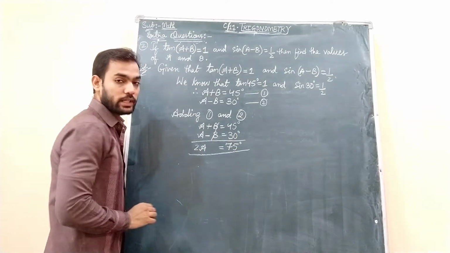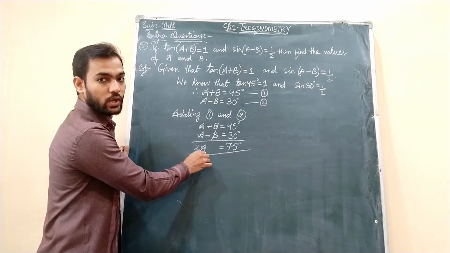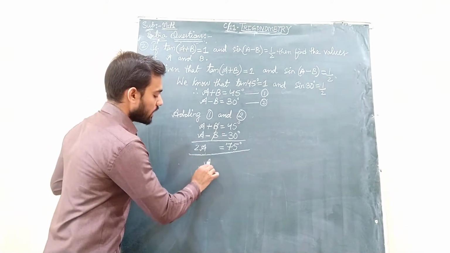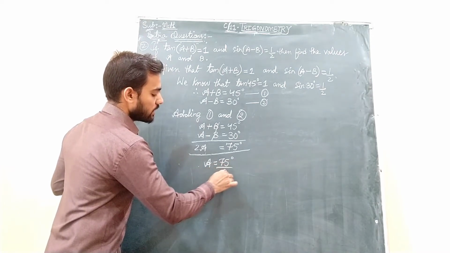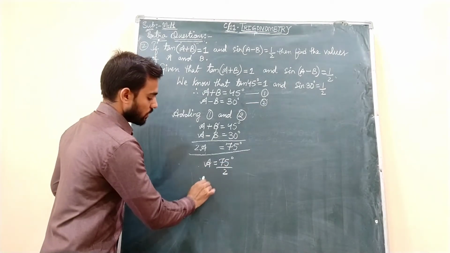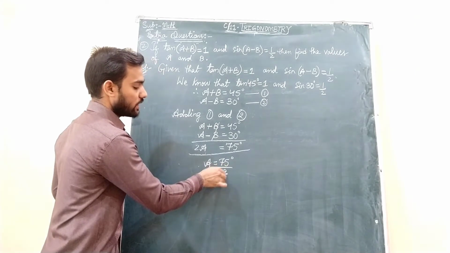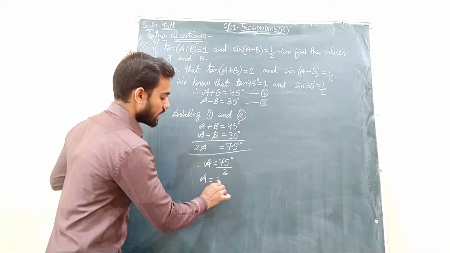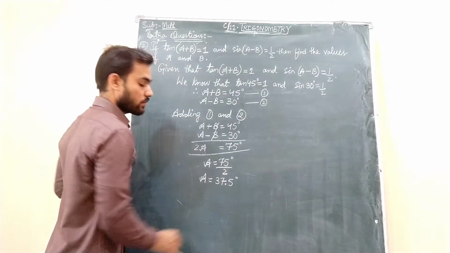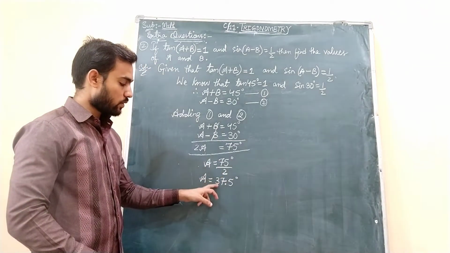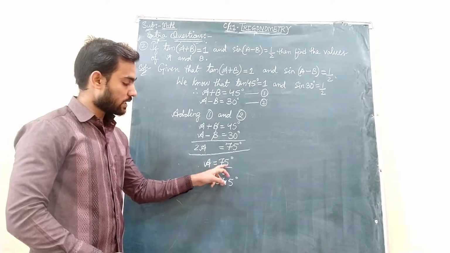Okay students, this is the value of 2a. We want the value of a, right? So a equals 75 degree divided by 2. So a equals, when you divide 75 by 2, you will get 37.5 degree. Okay, 2 3s are 6 goes, then 1 remains, it becomes 15.